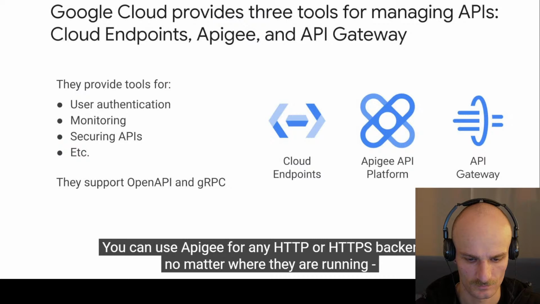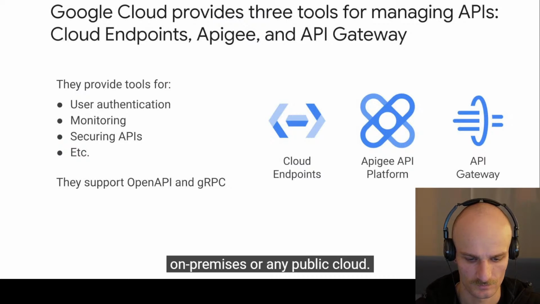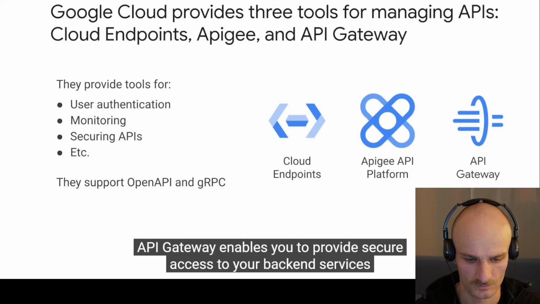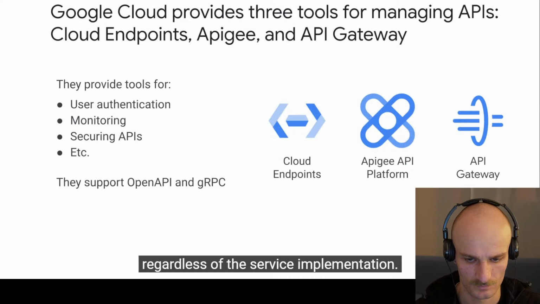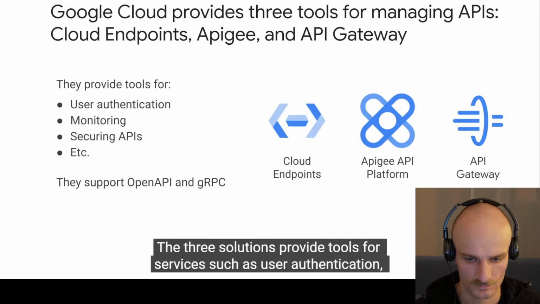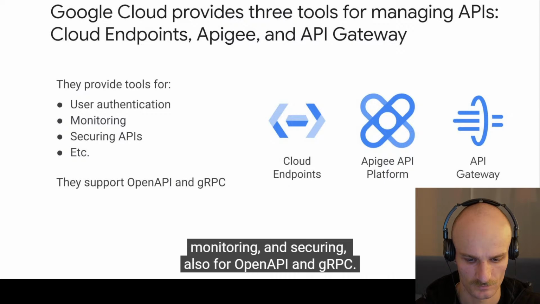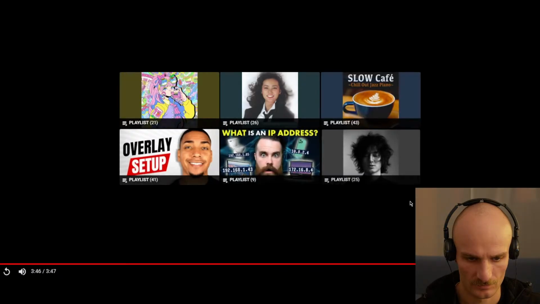You can use Apigee for any HTTP or HTTPS backends, no matter where they are running, on-premises or any public cloud. API Gateway enables you to provide secure access to your backend services through a well-defined REST API that is consistent across all of your services, regardless of the service implementation. The 3 solutions provide tools for services such as user authentication, monitoring, and securing, also for OpenAPI and gRPC.